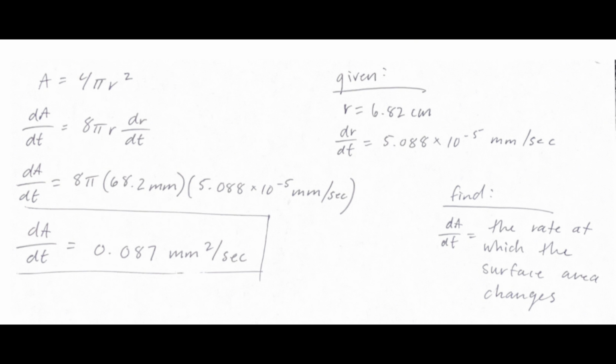We can then use dr/dt to get dA/dt. We first need to use the formula of the surface area of a sphere, which is A equals 4 pi r squared. We then implicitly differentiate that formula to get dA/dt equals 8 pi r dr/dt. We can plug in our values that we already know and get dA/dt equals 8 pi times 68.2 millimeters times 5.088 times 10 to the negative 5th millimeters per second. We get the final answer of dA/dt equals 0.087 millimeters squared per second.